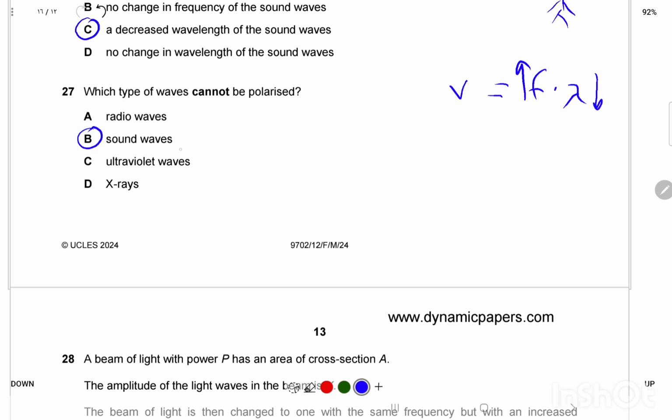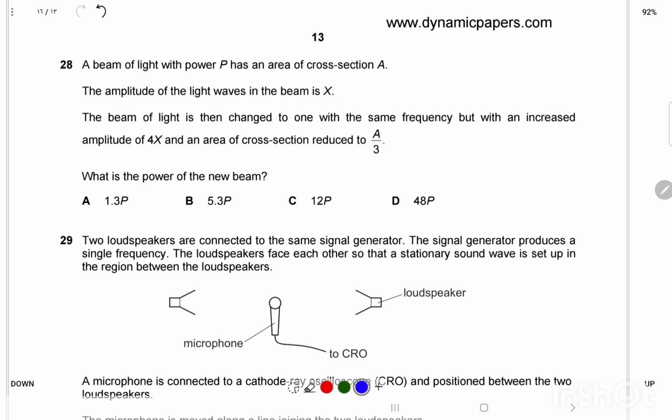Because sound is longitudinal wave, it cannot be polarized. Question 28. A beam of light with power P has an area of cross-section A. The amplitude of the light waves in the beam is x. The beam of light is then changed to one with the same frequency but with an increased amplitude of 4x and an area of cross-section reduced to A over 3. What is the power of the new beam?